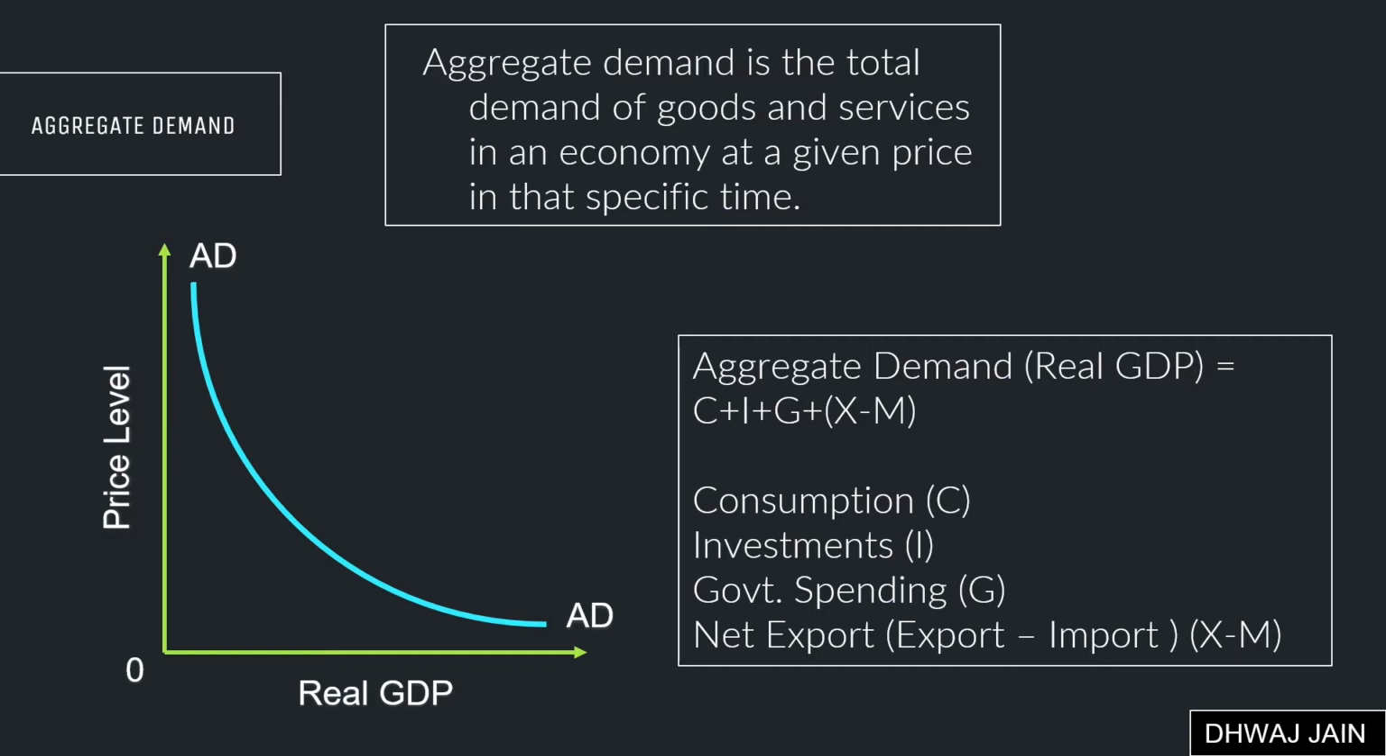So what is aggregate demand? As the name suggests, aggregate and demand. You all know what demand is, demand and supply. So aggregate demand is basically the total demand for goods and services in an economy. Instead of just talking about demand, you're talking about demand as a whole economy. For example, if China is calculating its demand in the whole economy, then it would be calculating its aggregate demand, at a given price, in that specific time period.